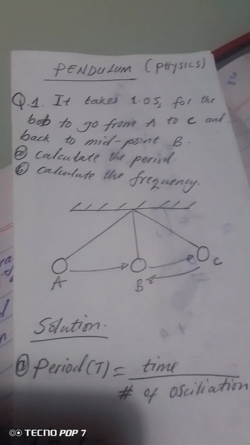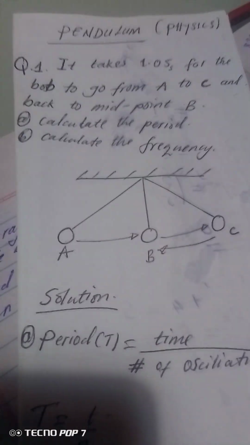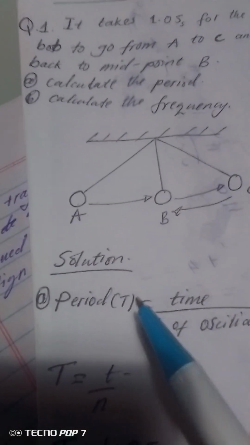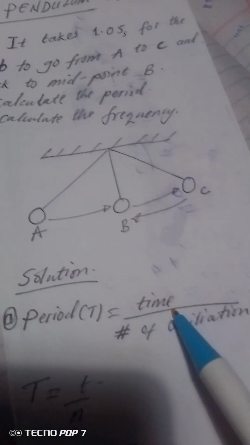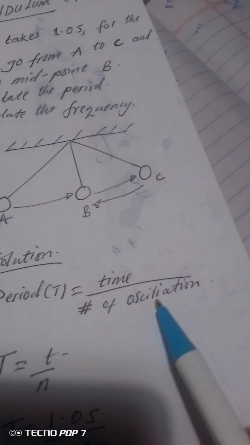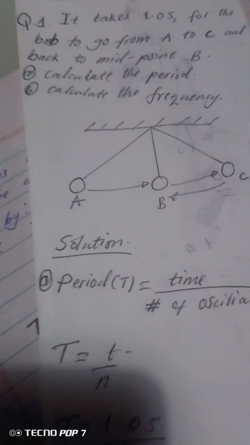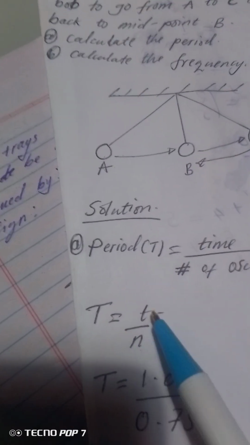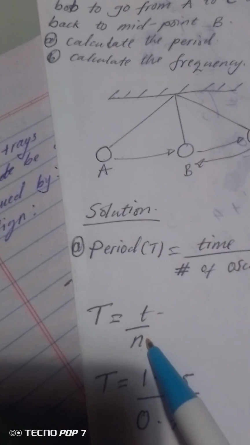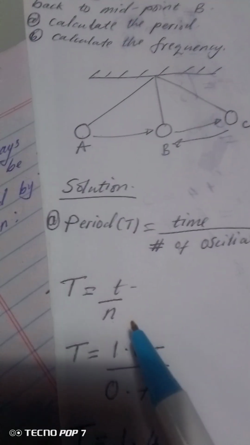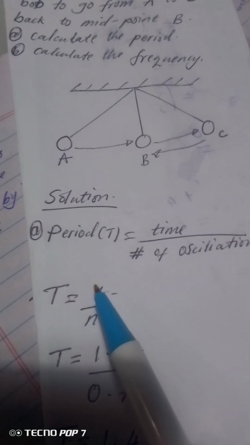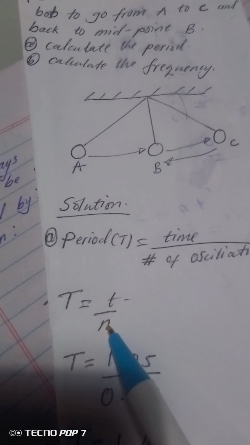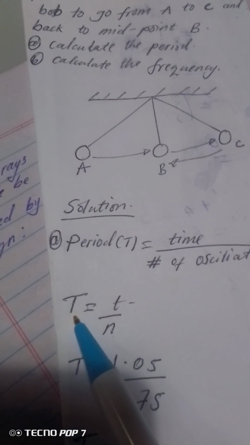So let's have a formula. Period is represented by capital letter T equals time over number of oscillations. So it can be written as capital T equals small t over n. Good. So we just replace the values. This small t represents time taken, n is the number of oscillations, and capital T is the period.